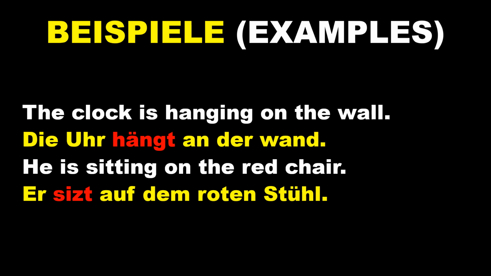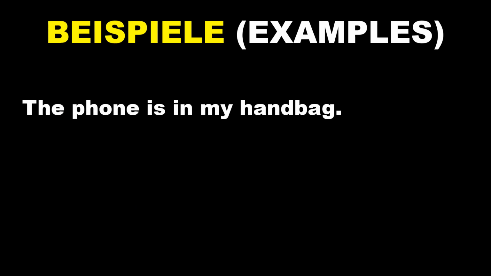These are positional verbs. Again, that is why after the preposition we have used dative article. And this roten, that is the adjective, and because it is after the dative article, that is why the ending is en, roten. You will get further information about these adjectives in my coming videos. Let's go ahead. Let's see the next example.